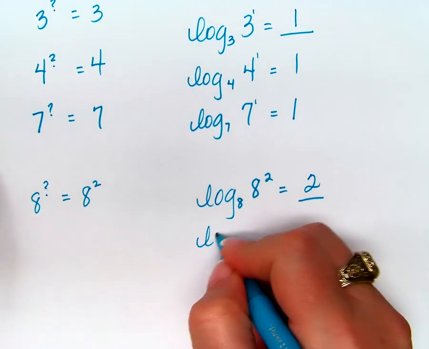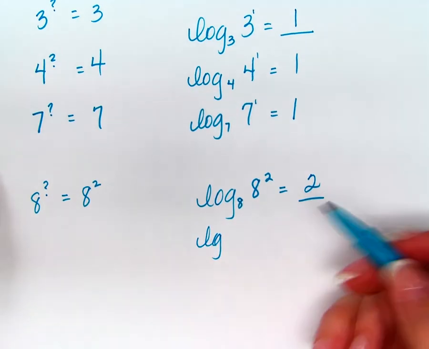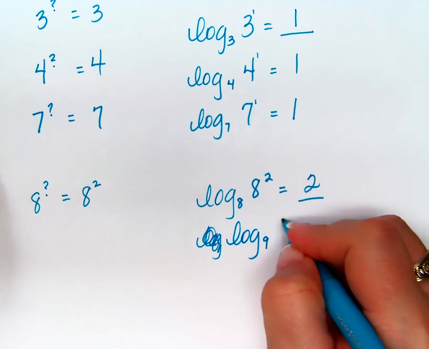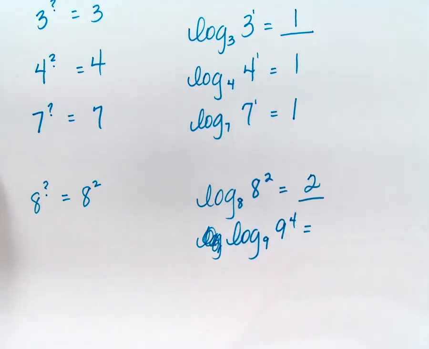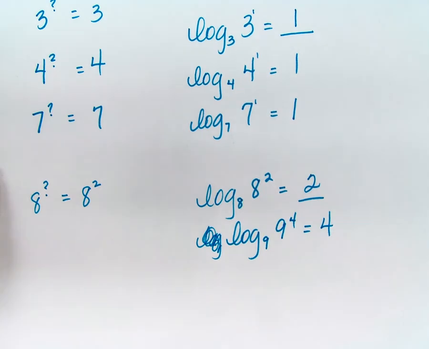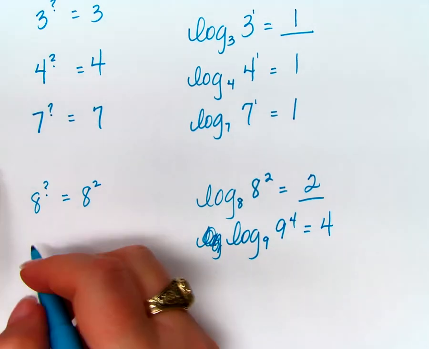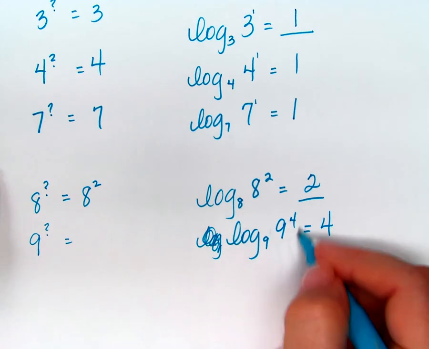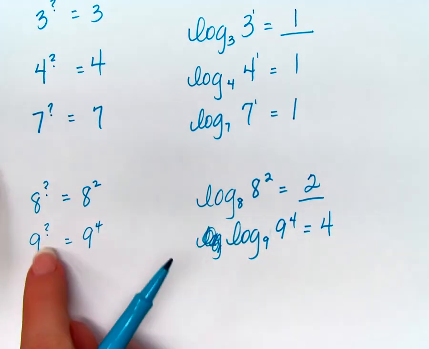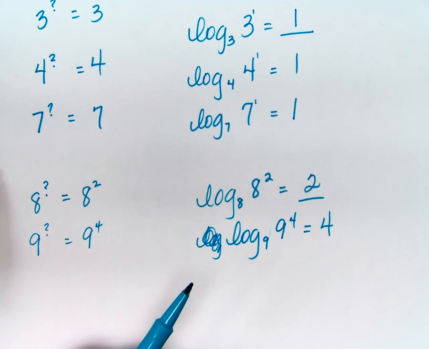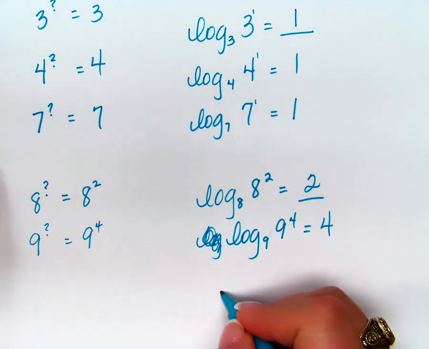What about if it was log, what is that? Log base 9 of 9 to the 4th power. What's that going to be? It would just be 4, right? Because if I rewrote it in exponential form, it would be 9 to some power I don't know equals the argument, which is 9 to the 4th. The some power I don't know is a 4. Does that make sense? Okay, then try this one by yourself.